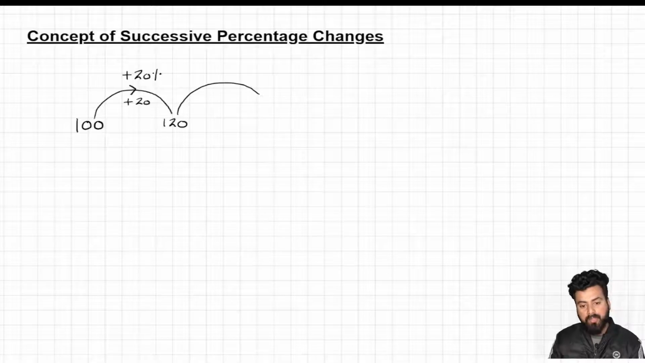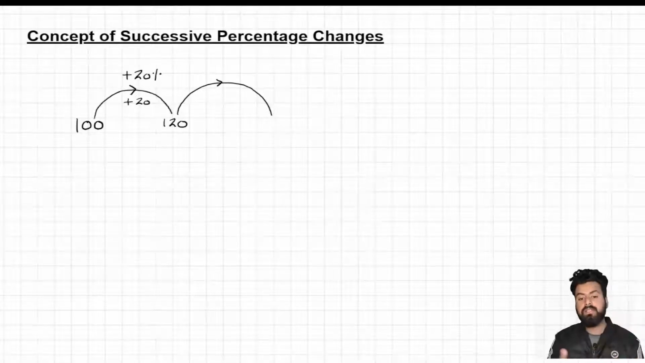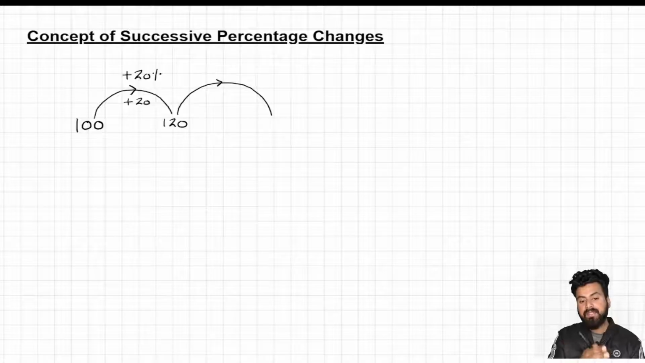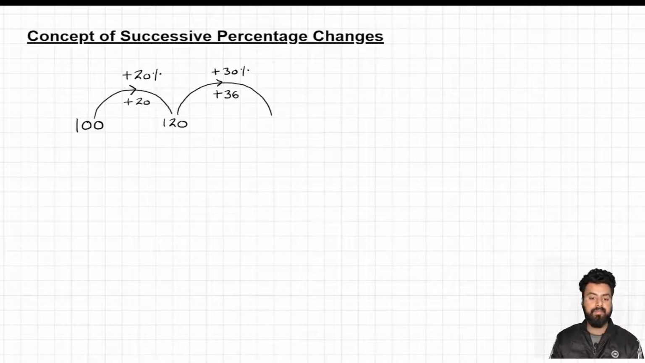Now, you should realize one thing: this next operation is being performed just after the end of the first operation, and that is why I would say these two operations are successive in nature. This time, let us increase the number by 30%. To increase 120 by 30%, I'll first calculate 30% of 120. What is 30% of 120? You would say, sir, it is 36. And if I add 36 to 120, I'll get my answer as 156.